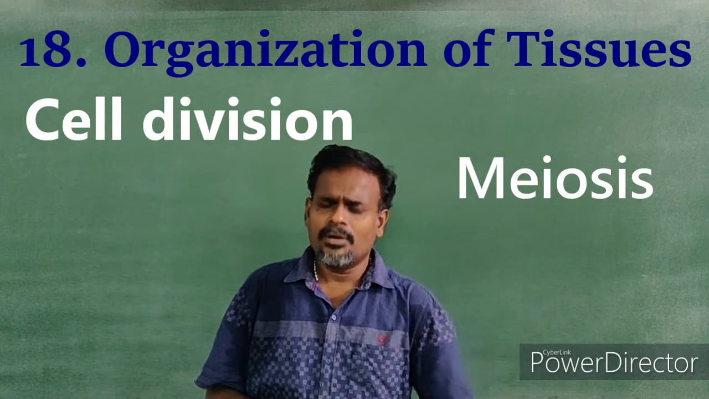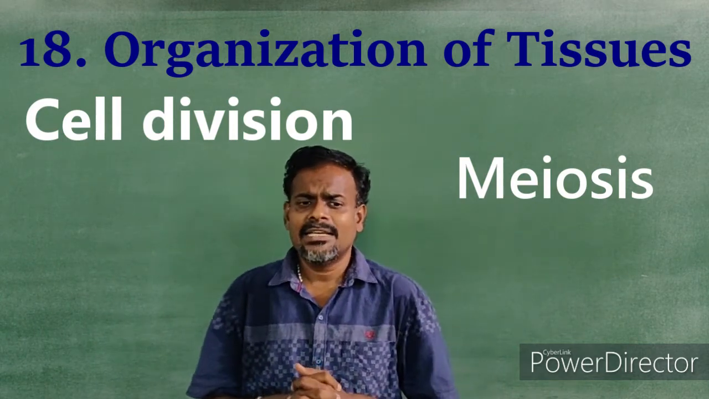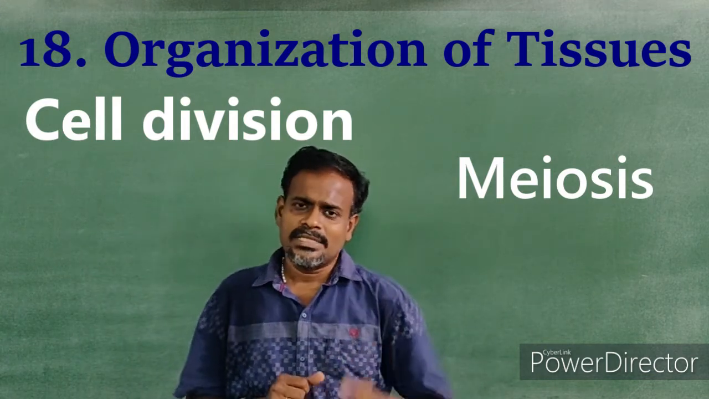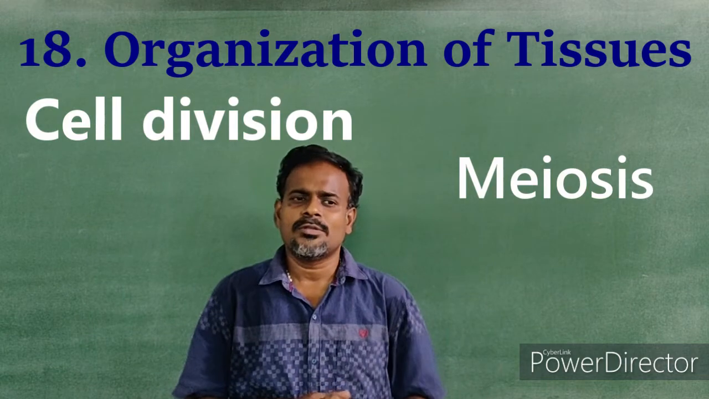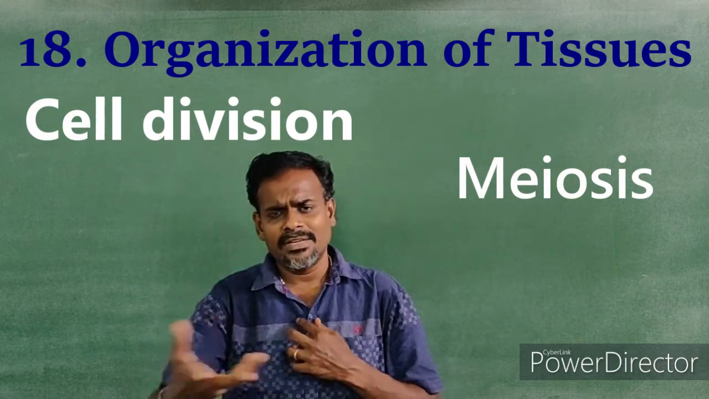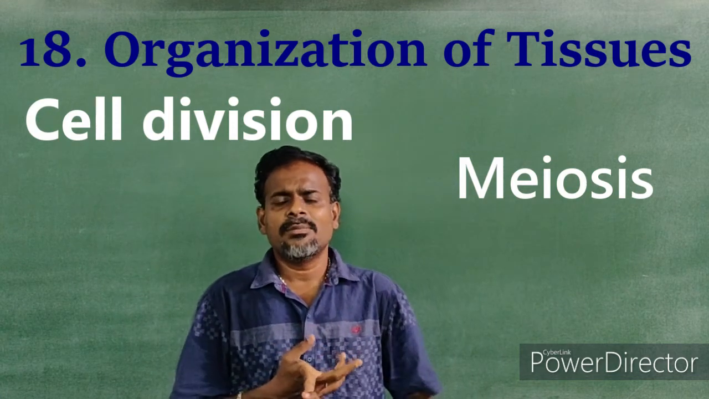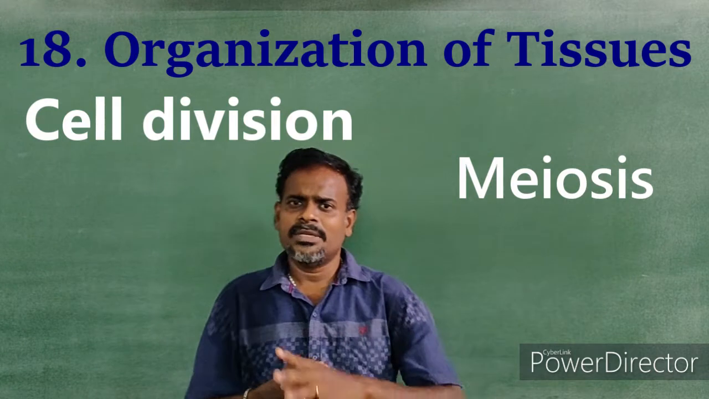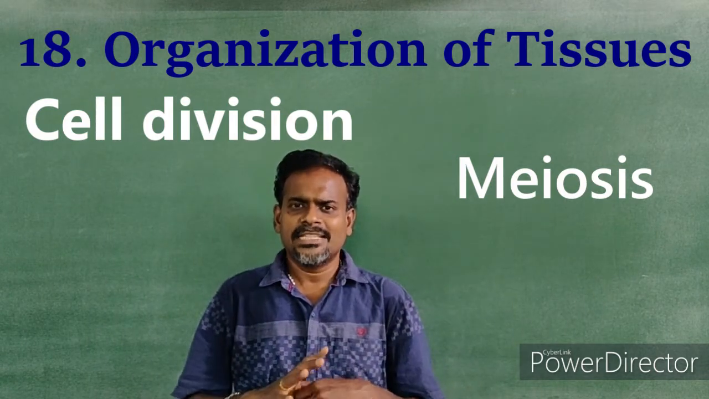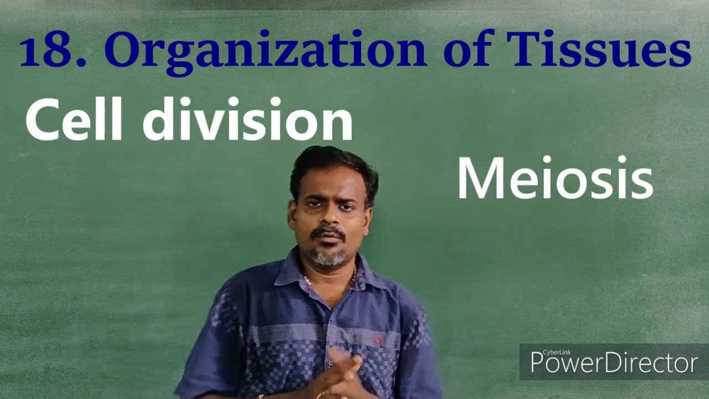But in meiosis, a cell divides into four daughter cells with half the number of chromosomes. Again, for example, in humans, there are 46 chromosomes, but when that one human cell divides into four daughter cells, each cell will have only half the number, that is only 23. And this meiosis takes place in gametes, that is in the production of sperm and ovum.